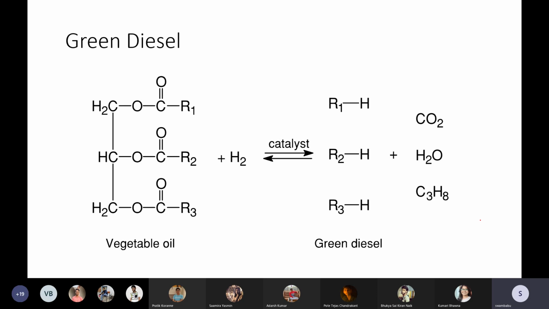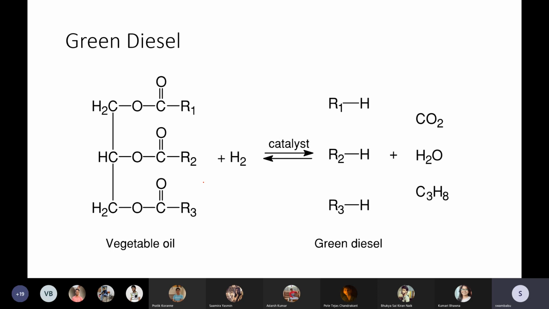No idea. Okay. Any metal catalyst? Platinum, palladium. Yes, you are right. Platinum, palladium, nickel. These kinds of metals are used in the hydrogenation reaction. These are the metal catalysts that can be used in the hydrogenation reaction.